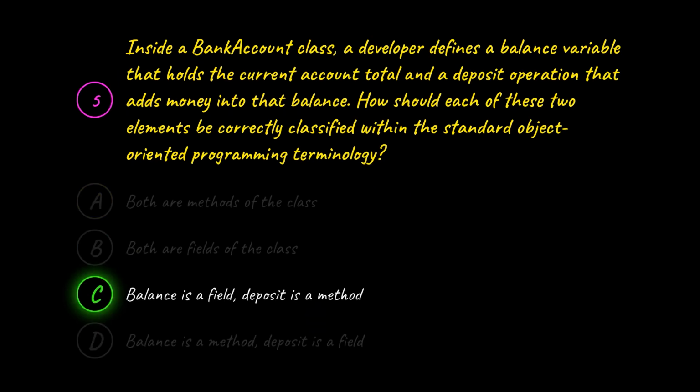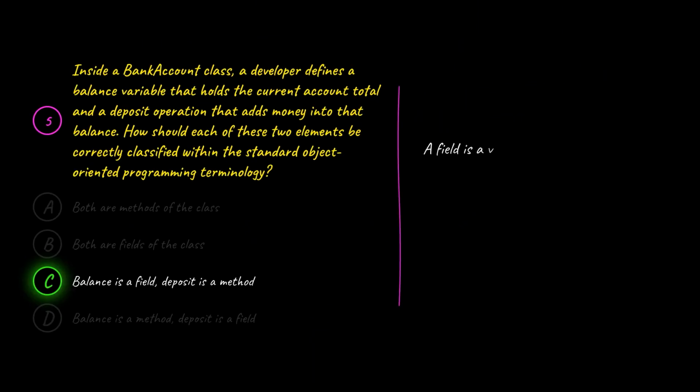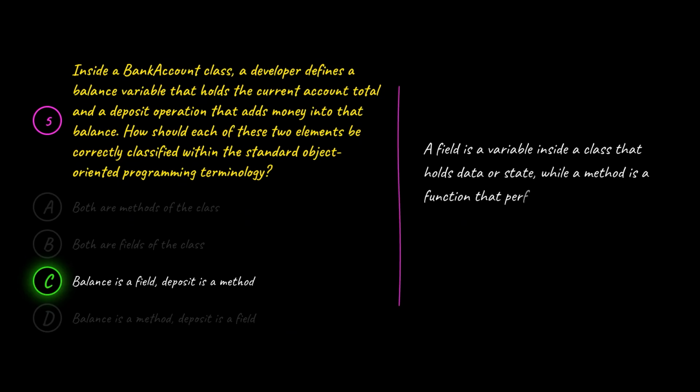The correct answer is C. Balance is a field, deposit is a method. C is correct because a field is a variable inside a class that holds data or state, while a method is a function that performs actions. Balance holds data and deposit performs an operation.